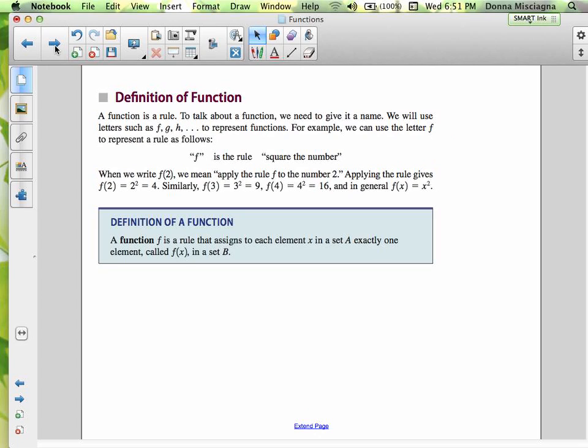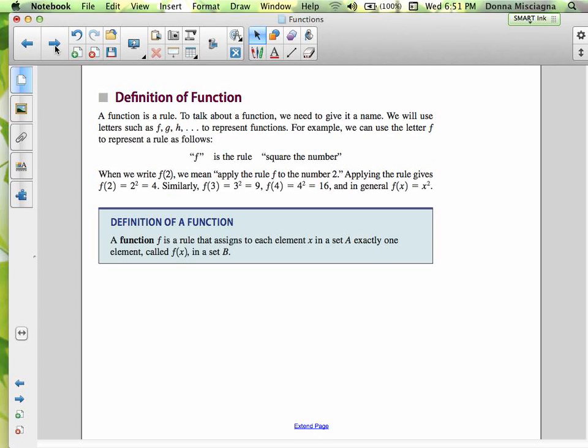So, definition of a function. A function is a rule. To talk about a function, we need to give it a name. We use letters such as f, g, h to represent functions. For example, we can use the letter f to represent a rule as follows. f is the rule, square the number.